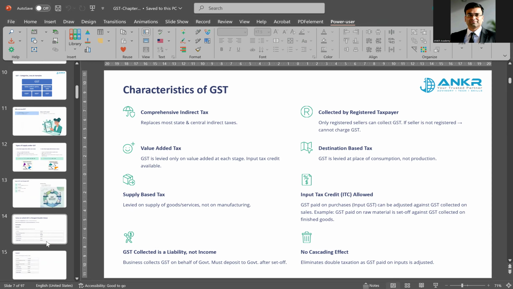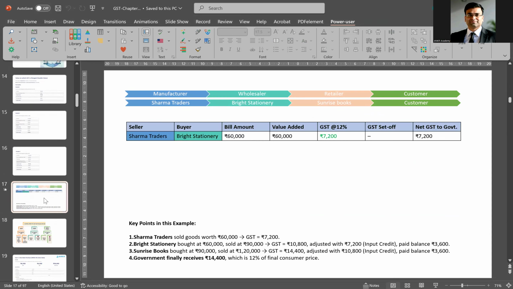Let us see all these through an example. Okay, let's see this example. So there is a manufacturer, which is Sharma Traders. There is a wholesaler, which is Bright Stationery. There is a retailer, which is Sunrise Books, and then ultimately the customer. Okay, now look at this.